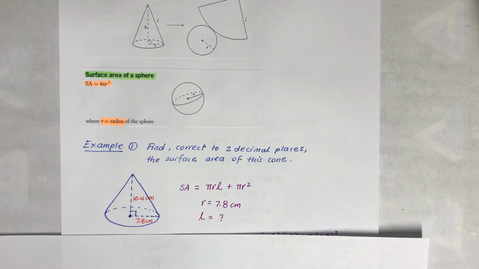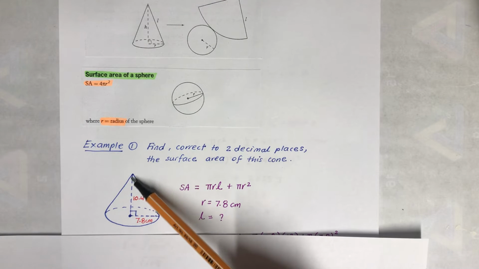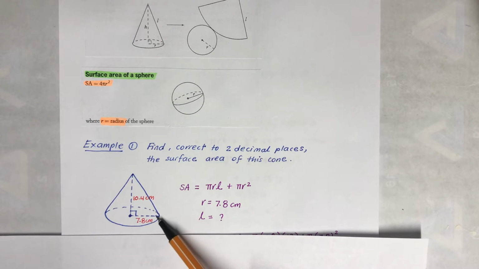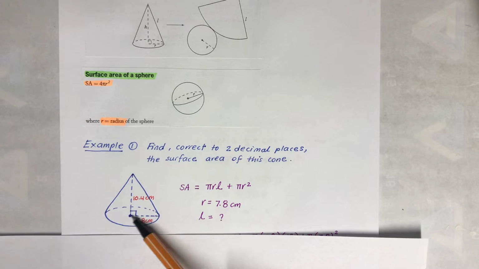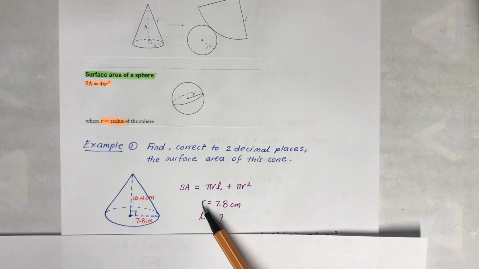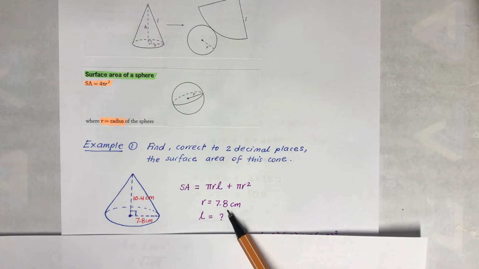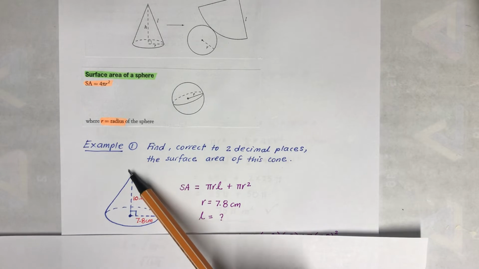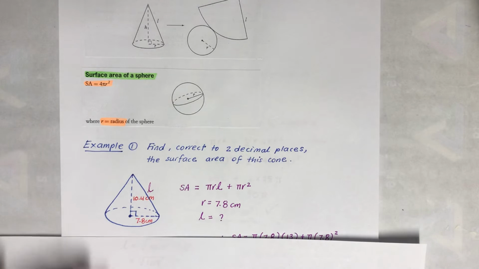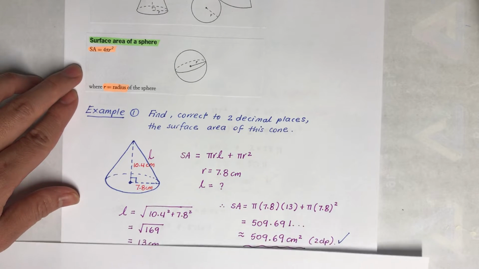Find, correct to 2 decimal places, the surface area of this cone. So we've got this cone here. It has a perpendicular height, which is 10.4, and the radius, not base, radius, is 7.8. Now the surface area of a cone is pi r L plus pi r squared, and r is 7.8, but we don't have a slant height, which is this. This is my slant height, but I don't have it. So you need to find it by using Pythagoras.